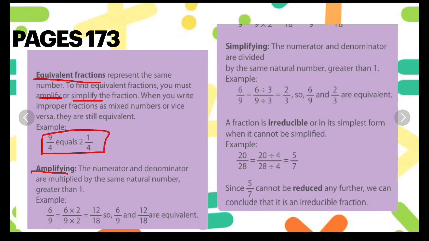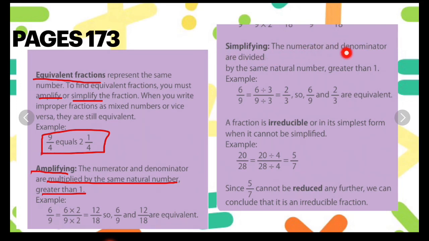Now, amplifying is that you multiply by the same natural number greater than 1. And look at the example. 6/9 equals 6 times 2, and 9 times 2 equals 12/18. So 6/9 equals 12/18. They're equivalent. Why 2? Well, because they multiply by a number greater than 1, a natural number, and 2 is a common number in this, using these two numbers, okay?